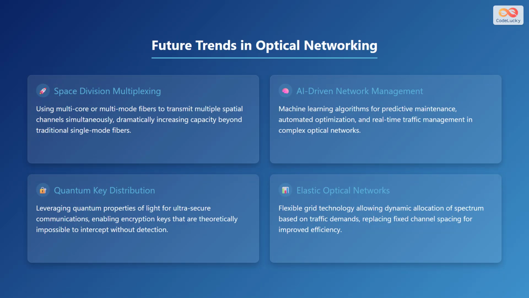Let's explore the future trends in optical networking. Space division multiplexing involves using multi-core or multi-mode fibers to transmit multiple spatial channels simultaneously, dramatically increasing capacity. Artificial intelligence-driven network management uses machine learning algorithms for predictive maintenance, automated optimization, and real-time traffic management.